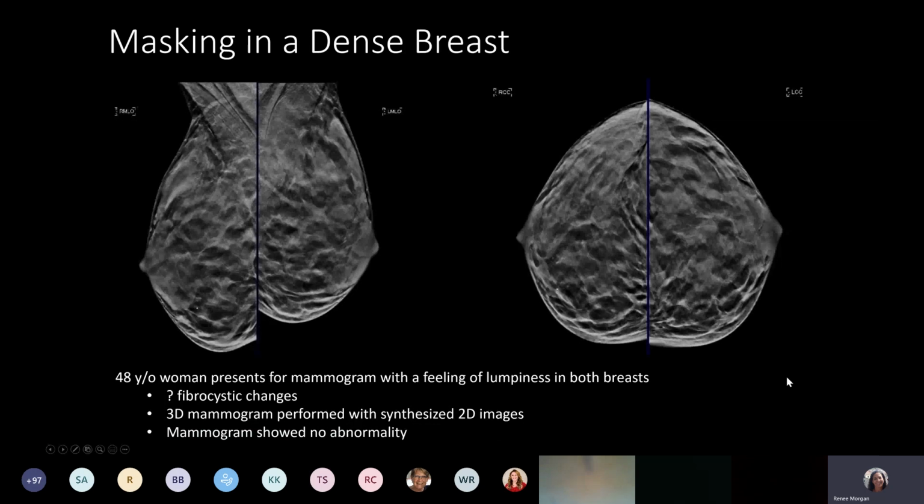A case here where a patient comes in, a 48-year-old presenting with bilateral lumps for a diagnostic mammogram. So what is going on here? Does she have fibrocystic changes? Well, we're going to figure this out. She did have a 3D mammogram performed with a synthesized 2D, and this is what you see here, the synthesized images. The mammogram shows no abnormality.